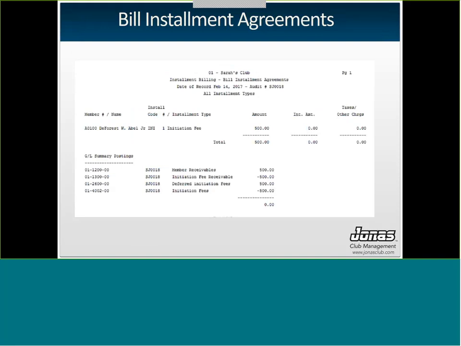This is what the audit trail will look like when you bill your installment agreements. So it gives you a report of the member number, the name, gives you the installment billing code and the type, as well as the amount. And then down below you can see my GL summary here. So I have my entry to member receivables and initiation fees, the income account, and then in the middle two lines I have my taking it off of my balance sheet out of that initiation fee receivable and out of the deferred initiation fees.